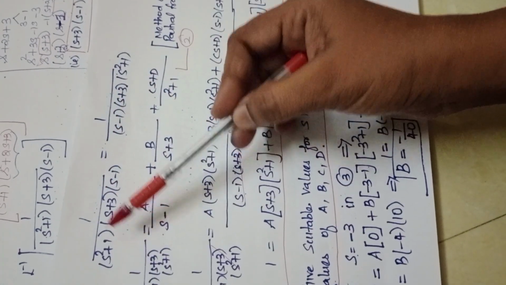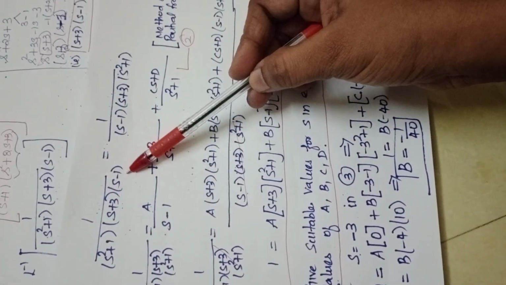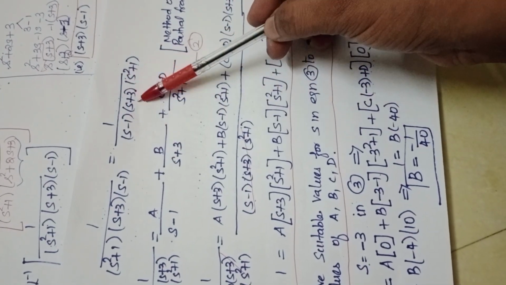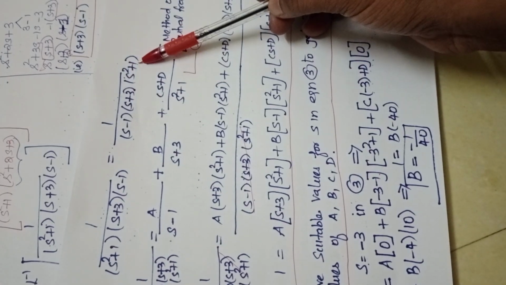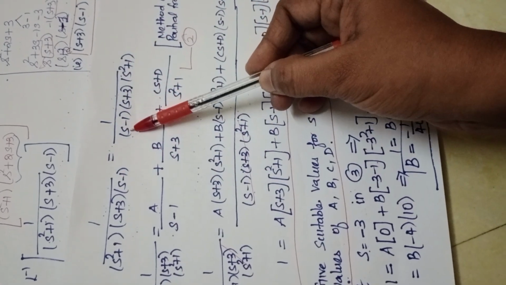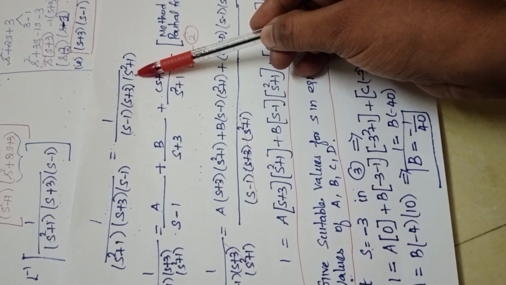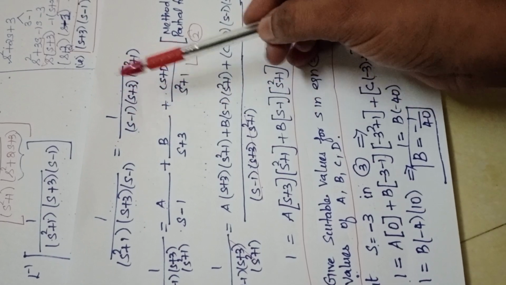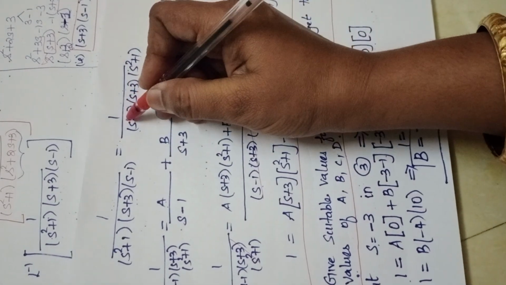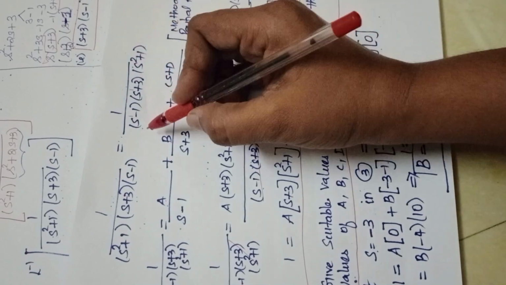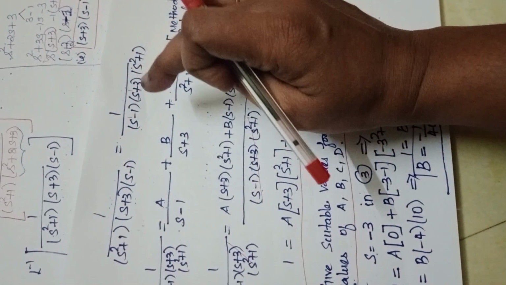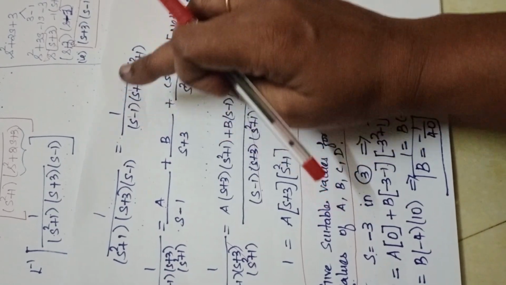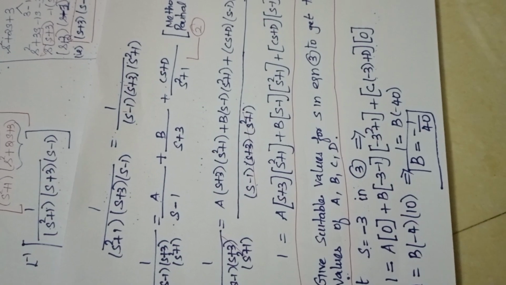1 by s square plus 1 into s plus 3 into s minus 1 is rearranged as 1 by s minus 1 into s plus 3 into s square plus 1. What is the reason? See, this is s power 1, this is s power 1, but this is s power 2. So whenever we go mathematically, we always arrange the functions in ascending order. First s power 1 term, then s power 2 term. So this is rearranged only for this reason. You keep the s power 2 term towards the end. So we have 1 by s minus 1 into s plus 3 into s square plus 1.